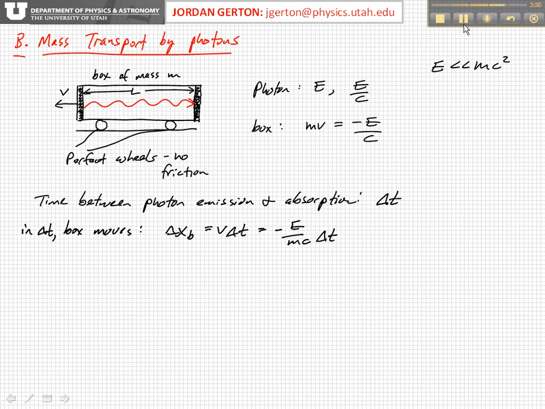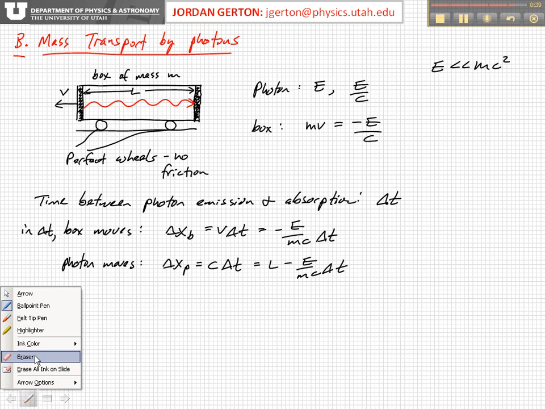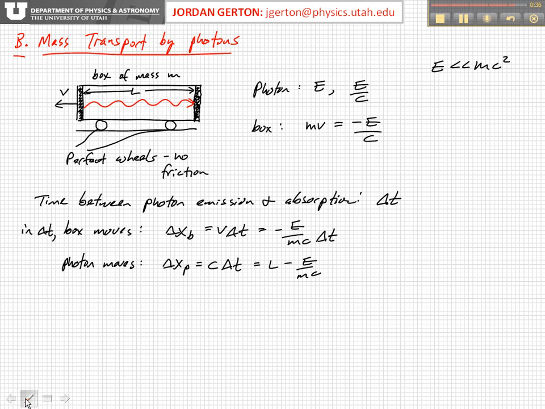In that same amount of time, delta t, the photon moves how far? Well, it moves its velocity times delta t, and the distance that it moves is the length of the box minus the distance that the box moved. This should all make sense. That looks really messy. Let me clean that up.